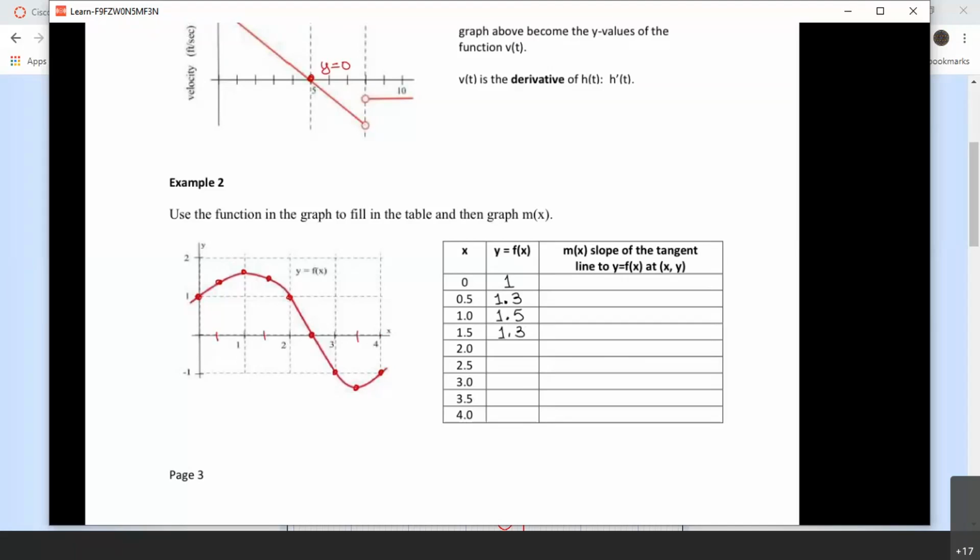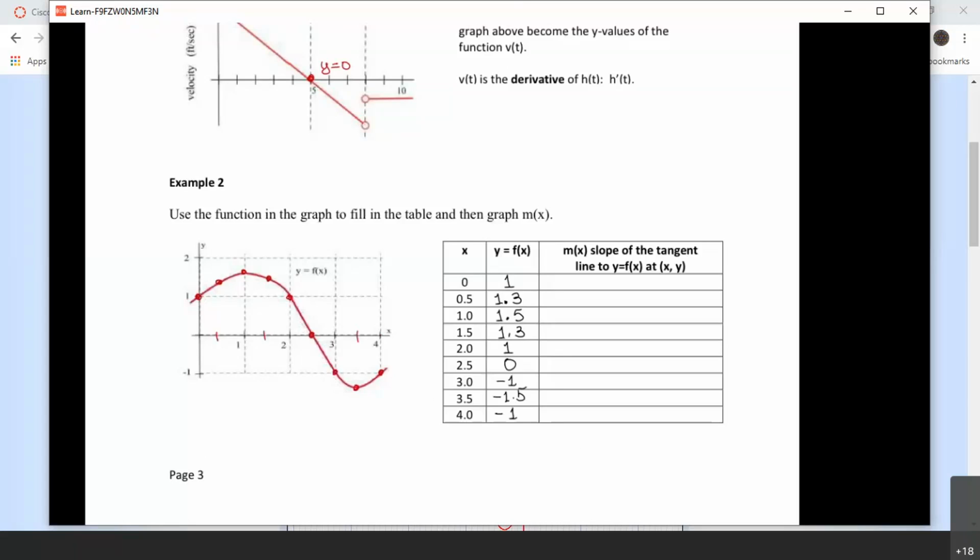At 2, it's pretty obvious I'm at 1 again. And at 2.5, I am sitting right on the x-axis, so the y value is 0. At 3, I'm at -1. You can see the graph's dropping pretty fast right here. You can see by looking at the changes in the y values. Then it looks like I'm down at -1.5. And by the time I'm at 4, I'm back up to -1.